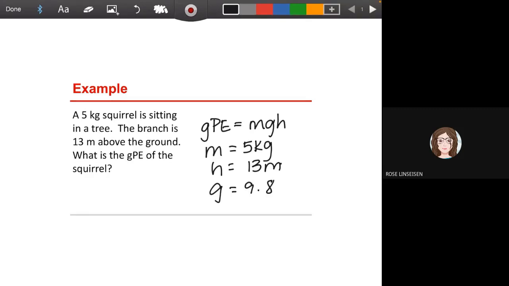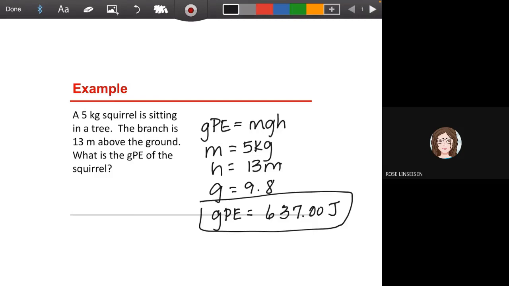As the formula says, I'm just going to multiply these three numbers together, which is going to give me a gravitational potential energy of 637, and we're going to use joules for the unit. So this is my answer: 637 joules.